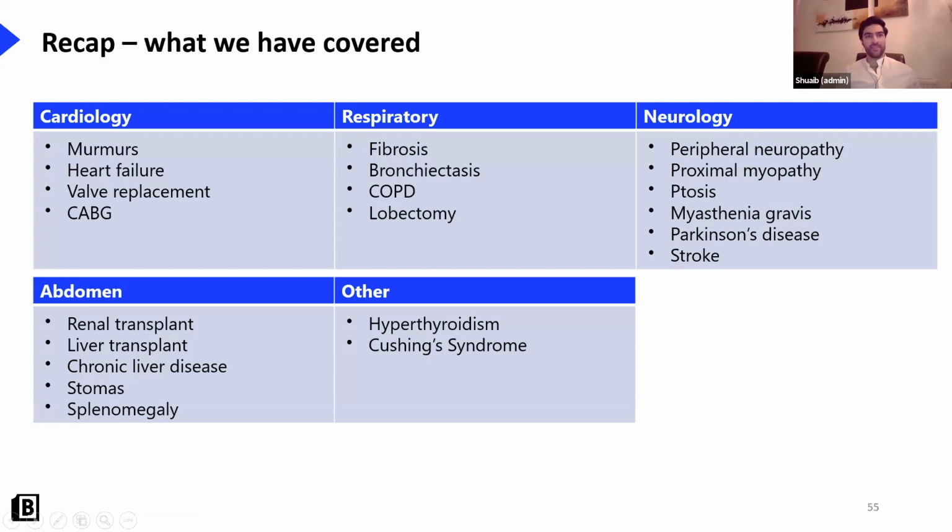Good. So this is what we've covered in the OSCE week. We've gone over cardiology, and we've done murmurs, heart failure, valve replacement, CABG. We've done the common respiratory conditions. We've done common neurological conditions. We have done abdominal conditions and hypothyroidism and Cushing syndrome. So we've covered quite a lot. And if you know all of these cases inside out, you'll do well in your OSCEs, okay? Because this is the common stuff.